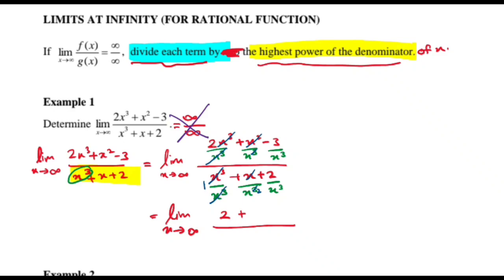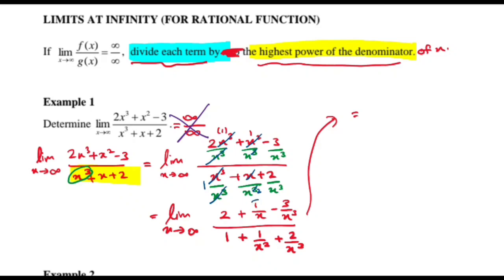Write your simplified version of the function. The first term is 2 because it's 2 times 1. And then the next term is we have 1 over x left. And then 3 over x power 3 at the numerator. At the denominator, the first term is 1. Next we have 1 over x power 2. And then the last one is 2 over x power 3.